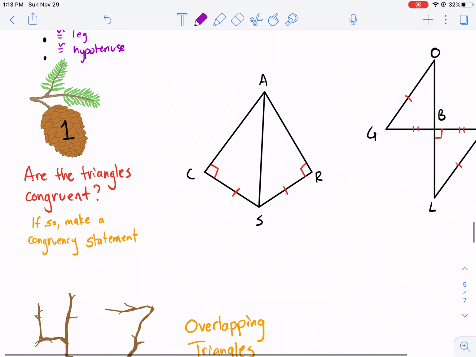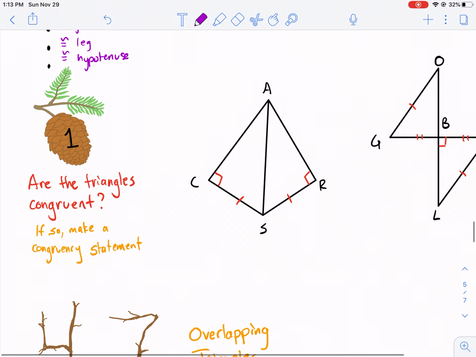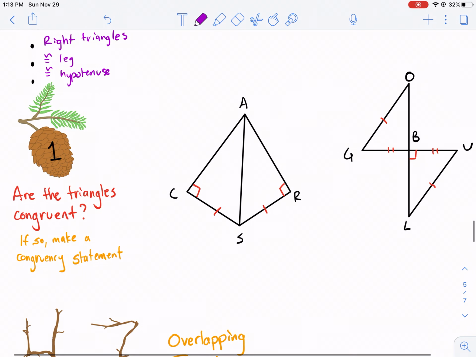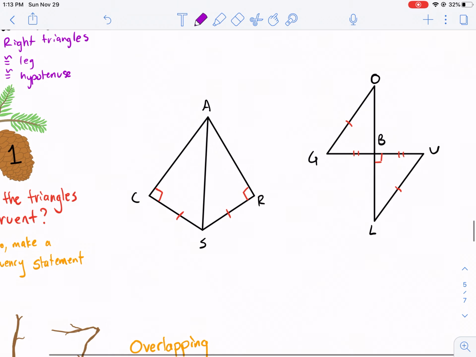Okay, so we're going to take a look at the example here. Are the triangles congruent? If so, make a congruence statement. I think it's just congruent statement, but back in the day. Anyway, are the triangles congruent? So let's take a look.